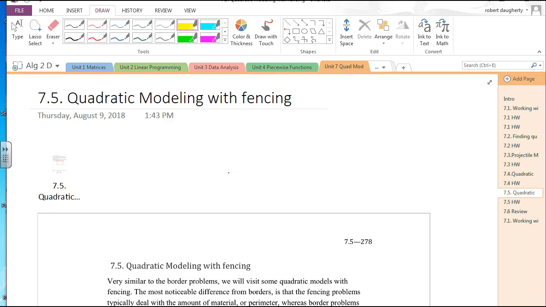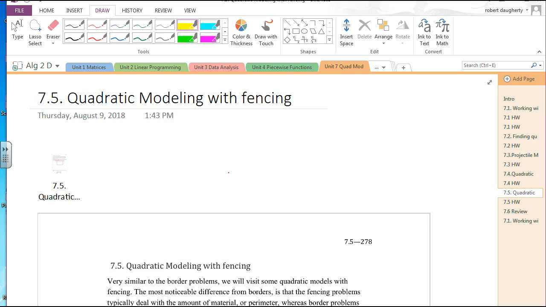Projectile motion. And then we did what? What was the next one we did? Well, no, in the quadratic modeling. I just walked around and looked at it. It was called what? Borders. So problems that dealt with borders or frames or mats, things like that.